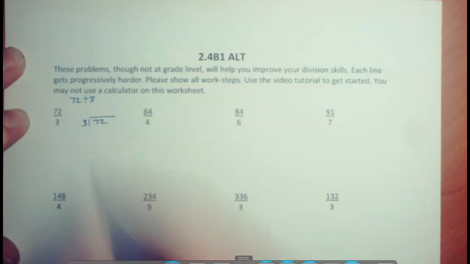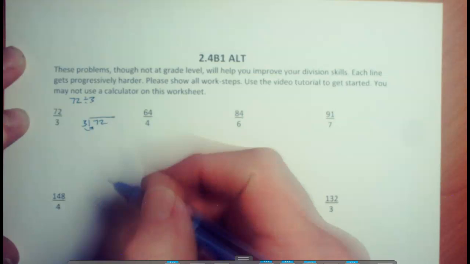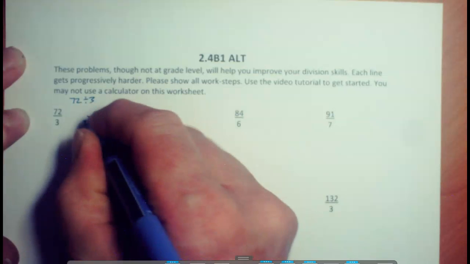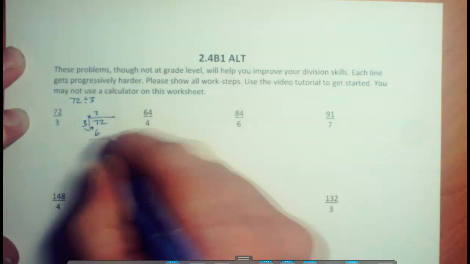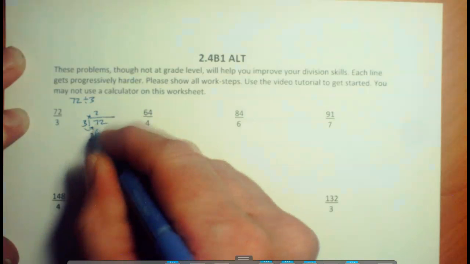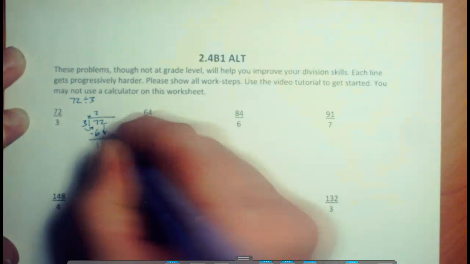So we go ahead and we'll start off. Does 3 fit into 7? Yes, it fits in there 2 times. Some people like putting a little multiplication sign there. You can do that if you like. 3 times 2 is 6. And we subtract. 7 minus 6 is 1. We're going to bring this 2 down here.